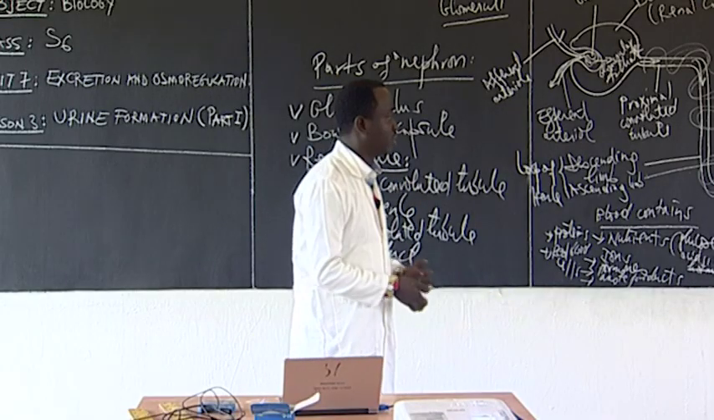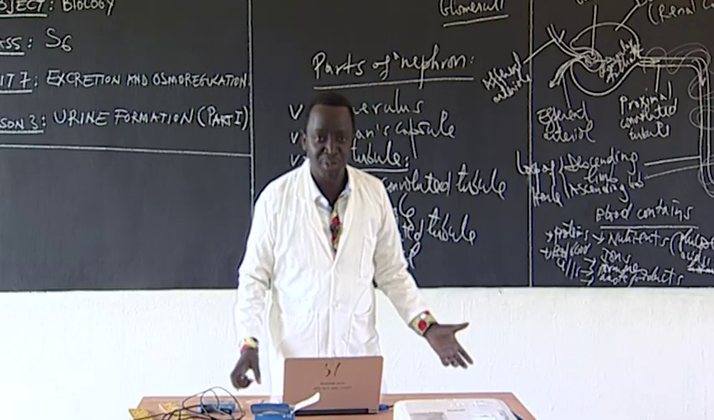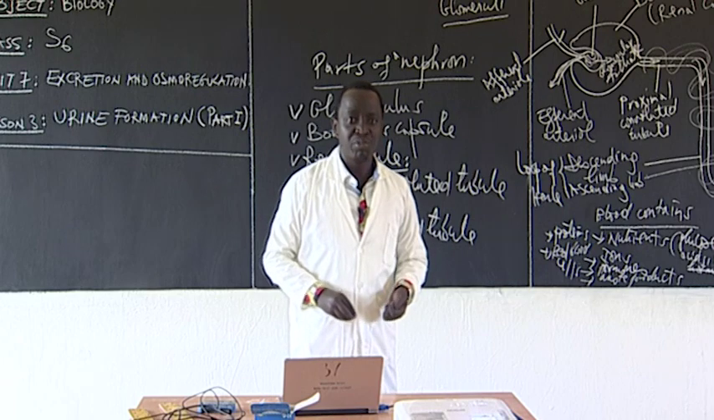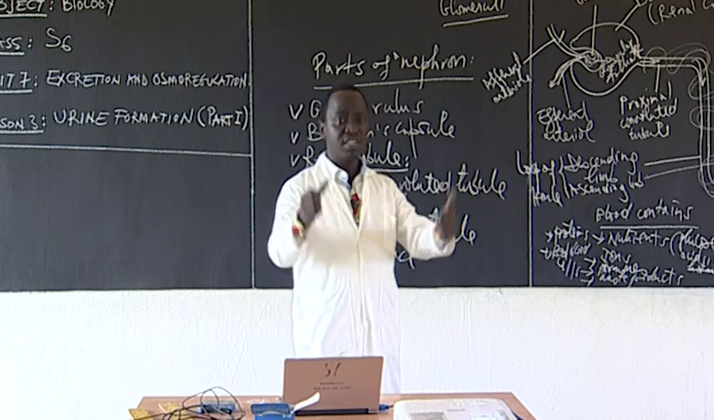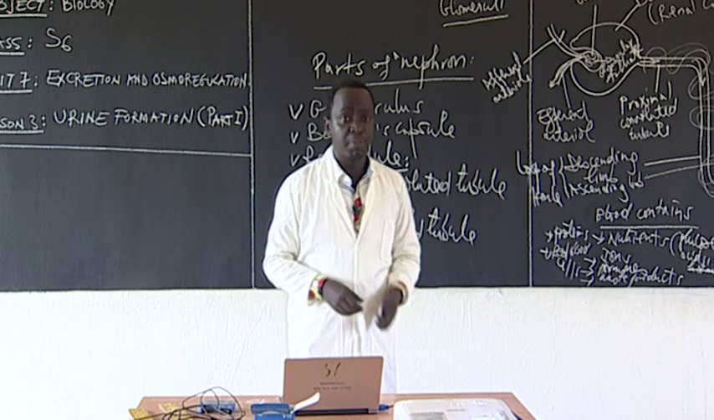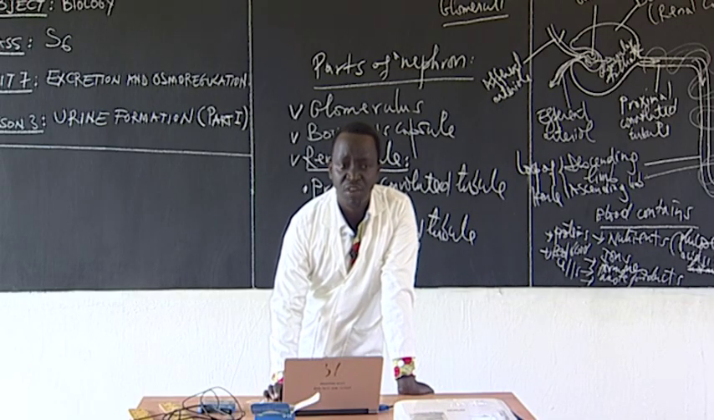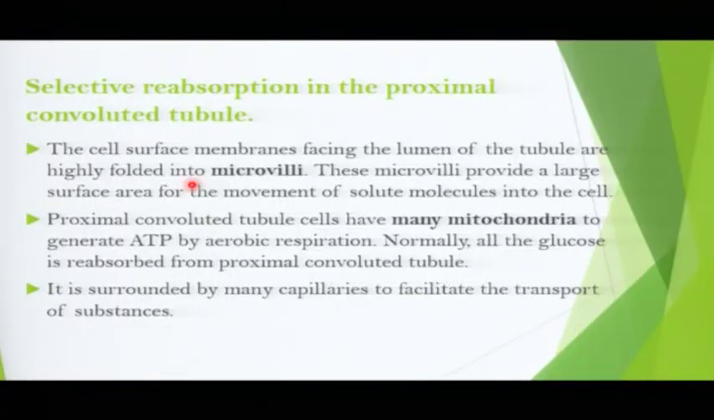If I ask about selective reabsorption, also be ready to know what happens at the proximal convoluted tubule, where the most useful material needed has to go back into the blood to be supplied to all parts of the body. Yeah, this is what we have already discussed. Yeah, I have already explained, don't worry.